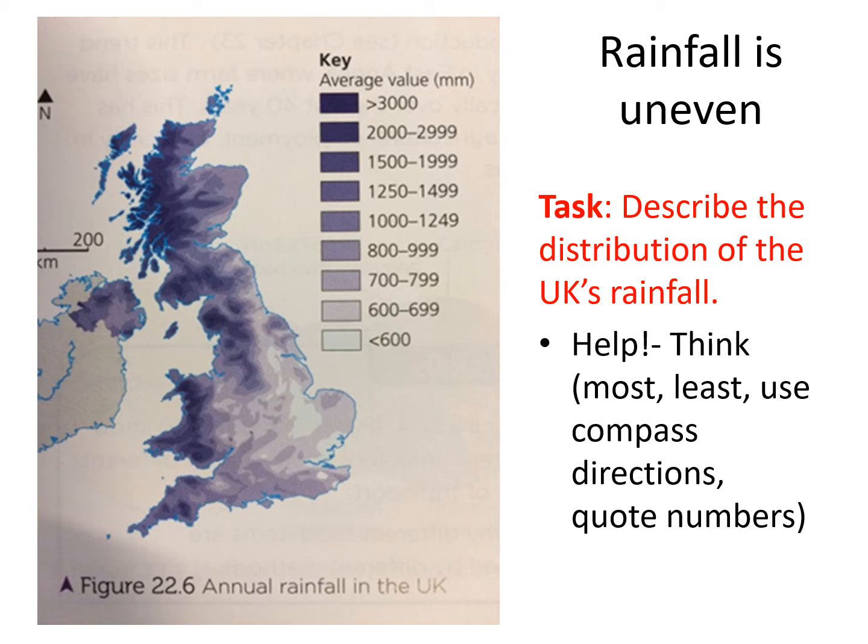If you know your countries for the UK, so we've got Scotland in the north, we've got Wales to the west, and we've got England, which takes up the rest of that diagram. I can't really show you without being able to point things out, but you could use place names. You could quote numbers from the key there. So I'd like you to describe the distribution of the UK's rain.